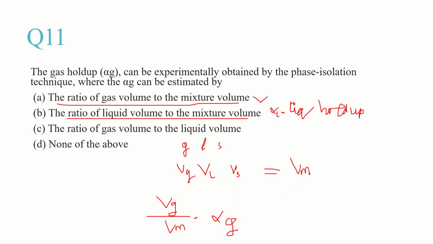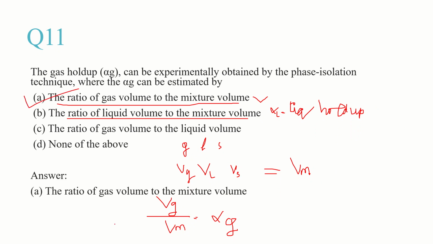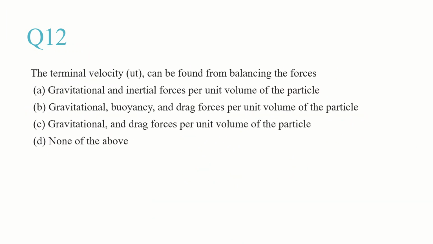And this is the ratio of gas volume to the liquid volume. It does not denote anything in this context. So the alpha G is determined by the gas volume to the mixture volume. So the answer to this question is option A. We'll see the answer is the ratio of gas volume to the mixture volume. And now we'll go to question 12.